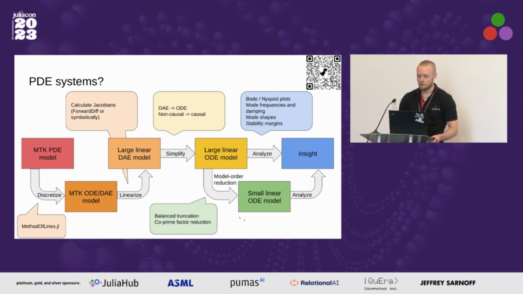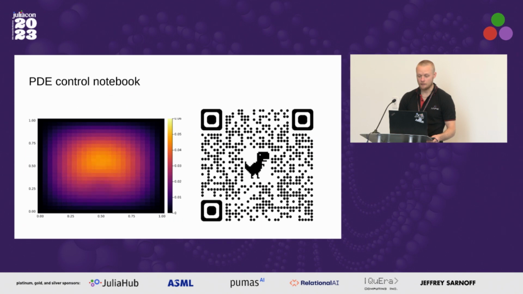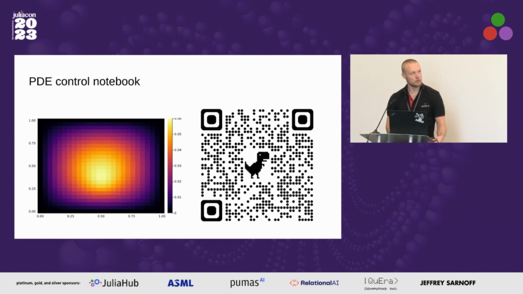And no matter if we choose to perform a reduction or not, we might want to analyze this linear model. So we can do all the things we did for the previous control system example for PDE systems as well. And if you are curious, there is a notebook on this QR code that tries to do this for a very simple PDE control example.